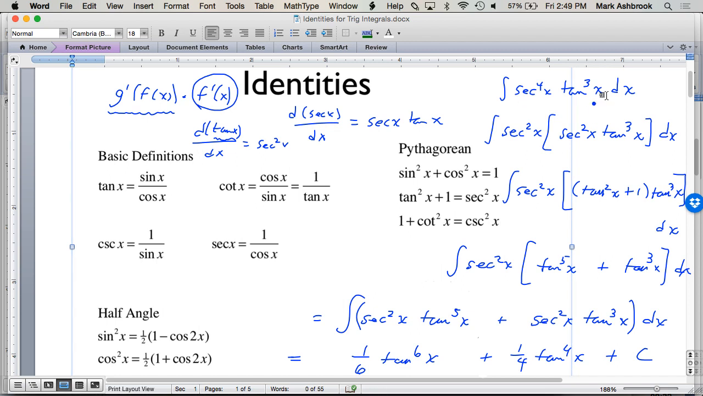Could we have isolated a secant tangent? Would that have worked? So if we pulled out a secant tangent, then what would be left? Secant cubed. Well, that's okay, right? Because secant tangent is the derivative of secant, so secant cubed is fine. What else would we have? And tangent squared we could write as secant squared minus 1. So that would have worked too.